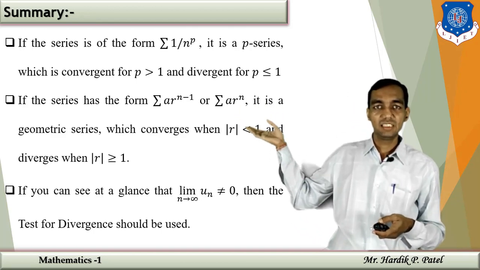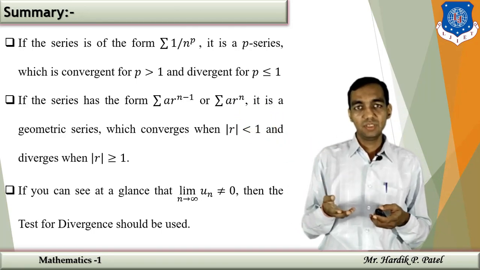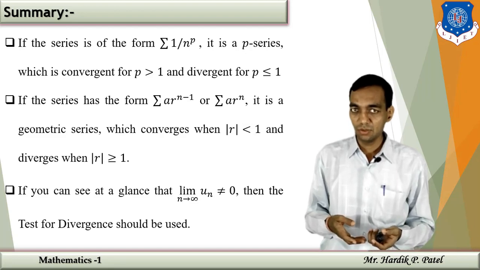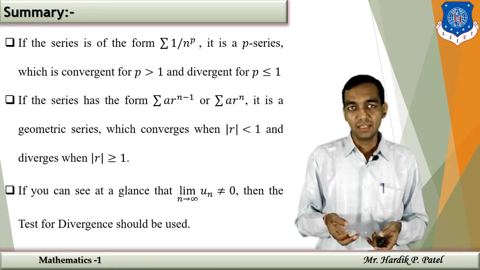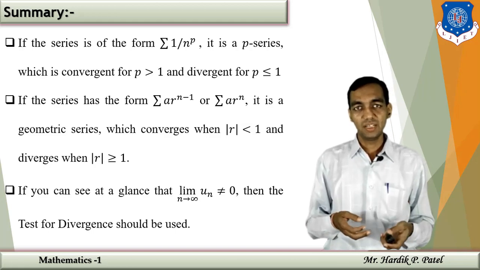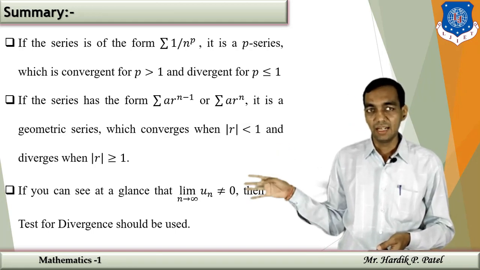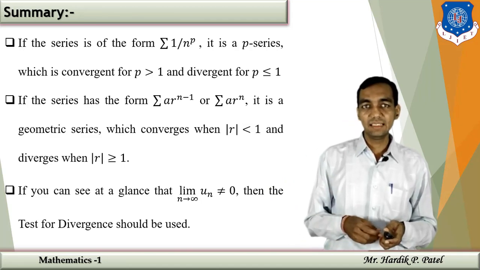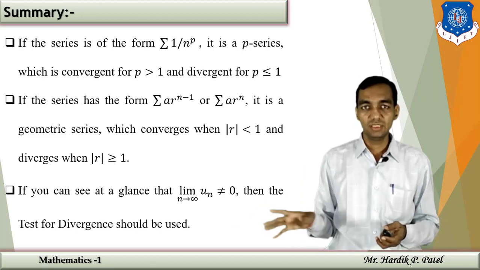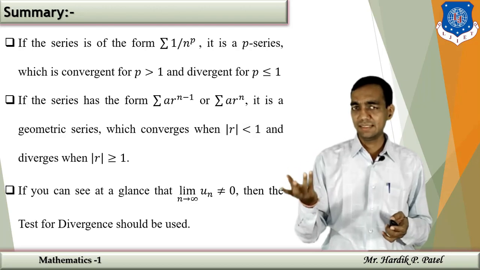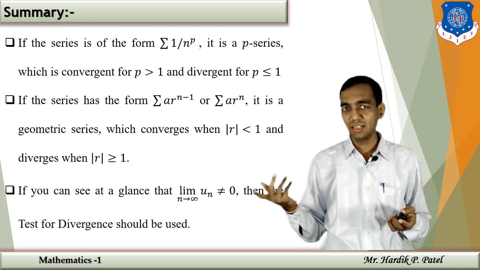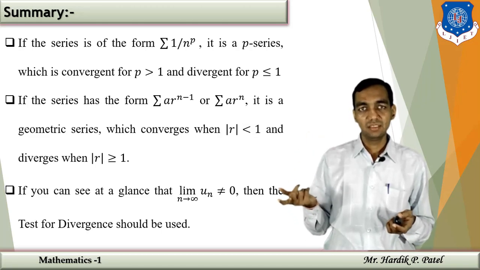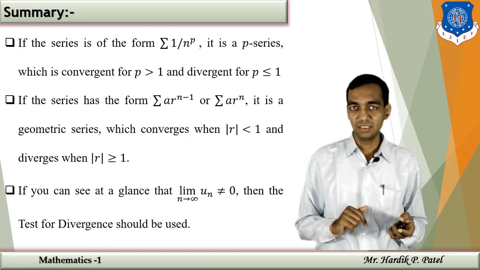In the same manner, if the given series is a geometric series with ratio r, that means if it is of the form sigma a into r raised to n minus 1 or sigma a into r raised to n, then we are also aware that the geometric series converges for mod r less than 1 and diverges for mod r greater than or equal to 1. Now, if you can see that the limit of the nth term is non-zero, by seeing un you can directly check whether the limit of un is 0 or not. If it is non-zero, then by the test of divergence, you can tell that the series is divergent.